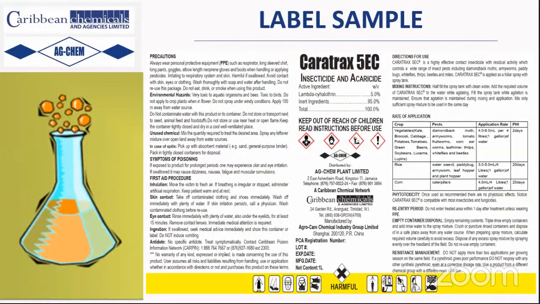All right, here's the label. We can observe where you see Carachox 5EC. The EC at the end of the name represents emulsifiable concentrate. So if you're trying to decide what formulation the product is, it should be spelled out to you on the label like it is here, based on the standard of the Pesticide Control Authority. And this tells you that it's an oil diluted formulation with an emulsifier that allows it to mix easily with water.